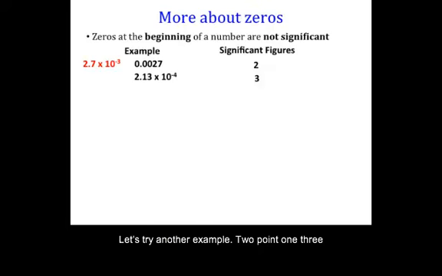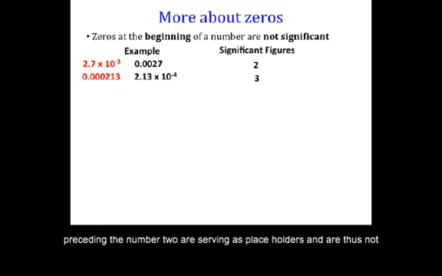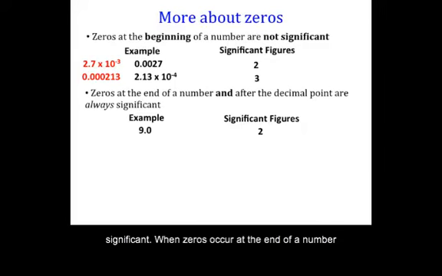Let's try another example. 2.13 times 10 to the minus 4 contains three significant figures. When we expand the number, we obtain 0.000213. The zeros preceding the number 2 are serving as placeholders and are thus not significant. When zeros occur at the end of a number and are to the right of a decimal point, they are always significant. The number 9.0 contains two significant figures. Similarly, the number 0.1000 has four significant figures.